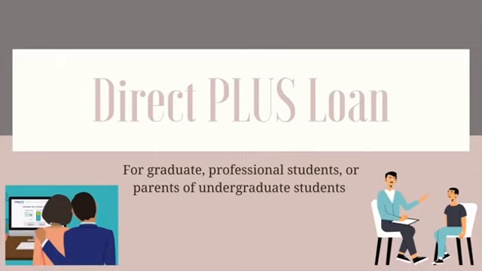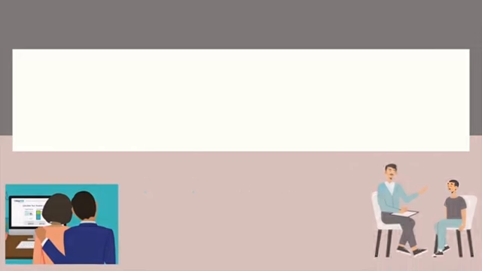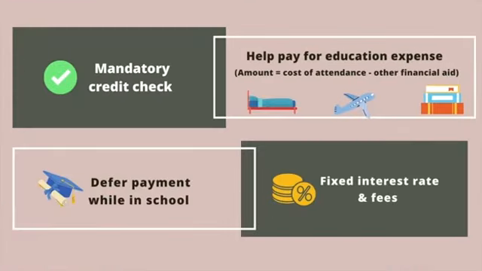The third type of student loan is direct plus loan. It is set for graduate, professional students, or parents of undergrad students. Applicants will be subjected to a credit history check. The loan amount will be determined by the cost of attendance and other financial aid the student receives. Parents may be qualified for deferment while students are enrolled at least half-time at an eligible school.